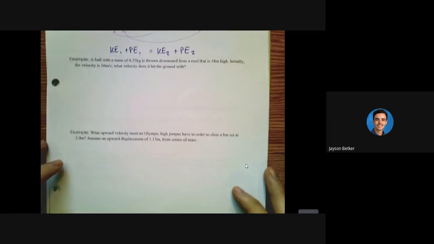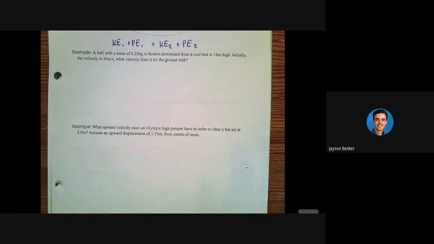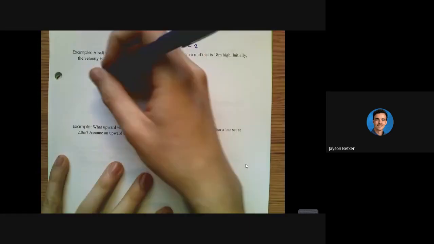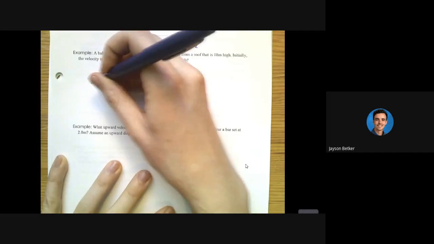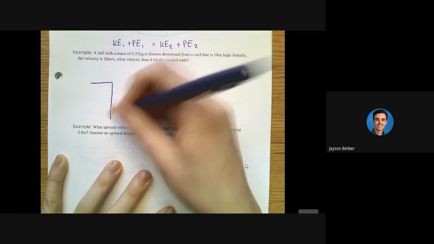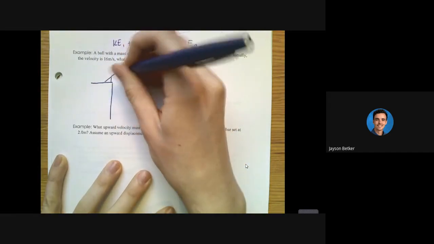Now let's do some examples. A ball with a mass of 0.25 kilograms is thrown downwards from a roof that is 18 meters high. Initially, the velocity is 16 meters per second. What velocity does it hit the ground with? So let's draw our little roof here and our person with the ball.